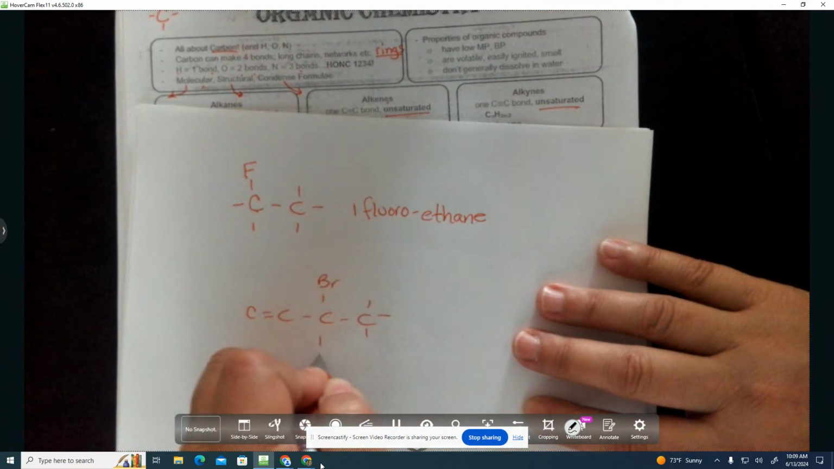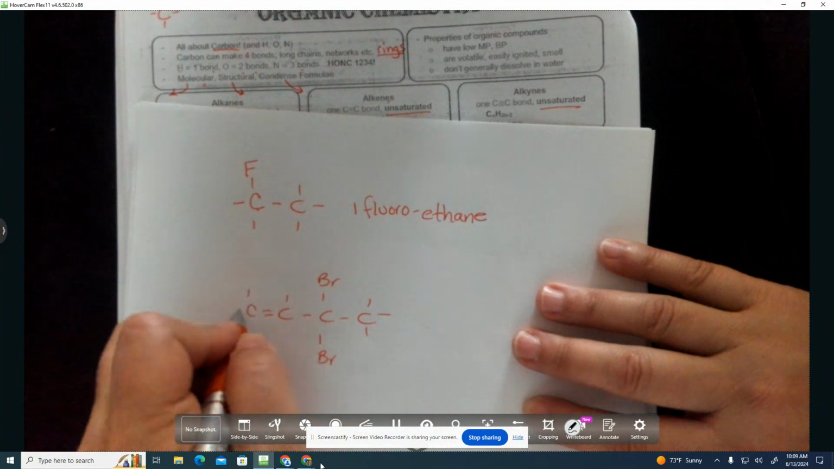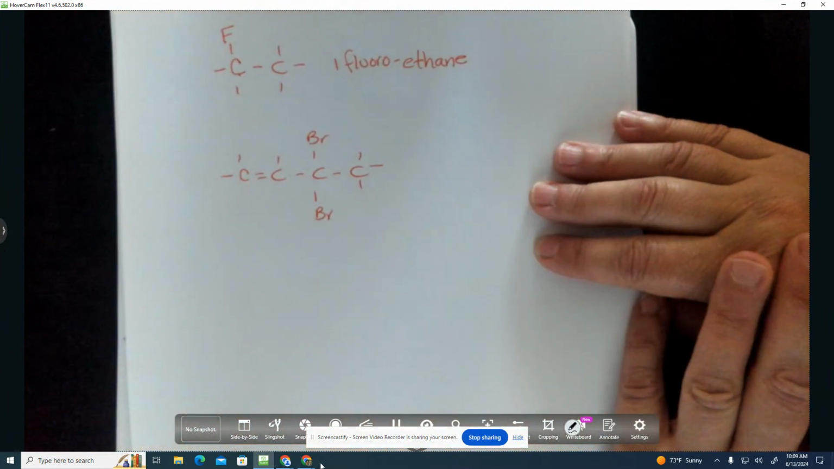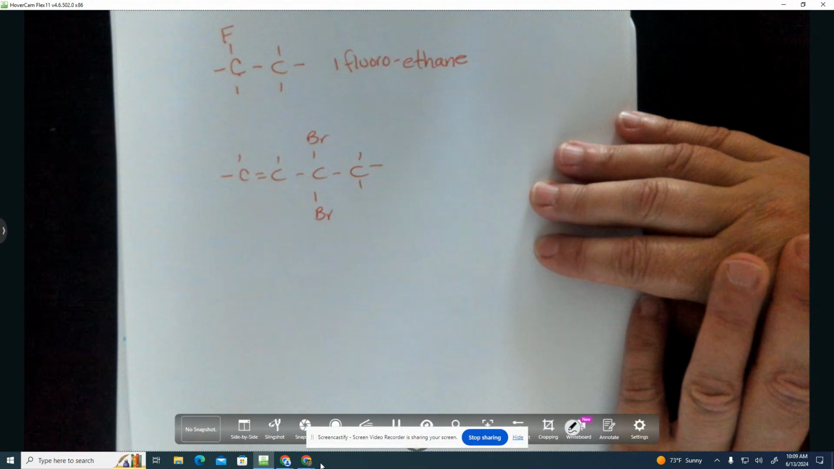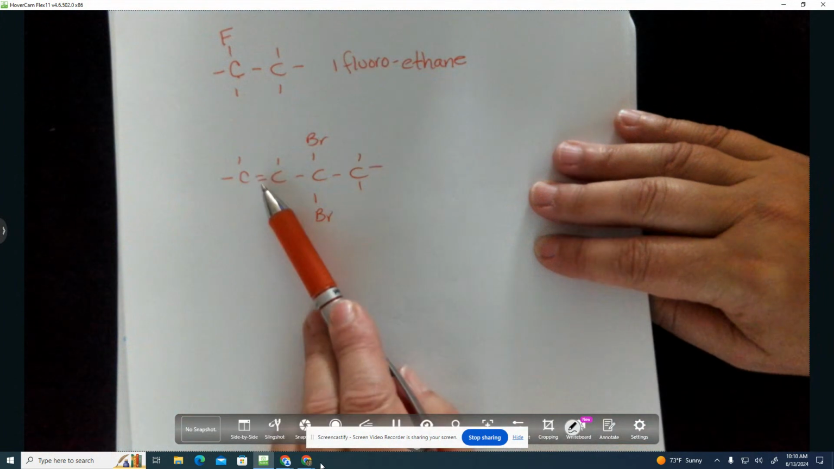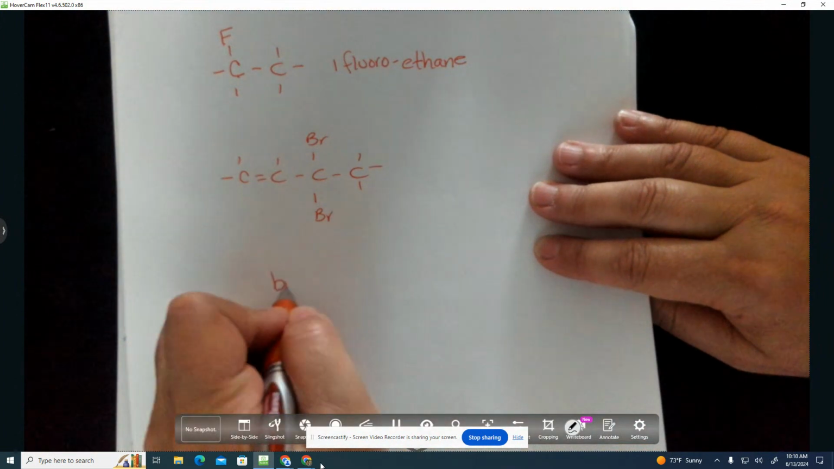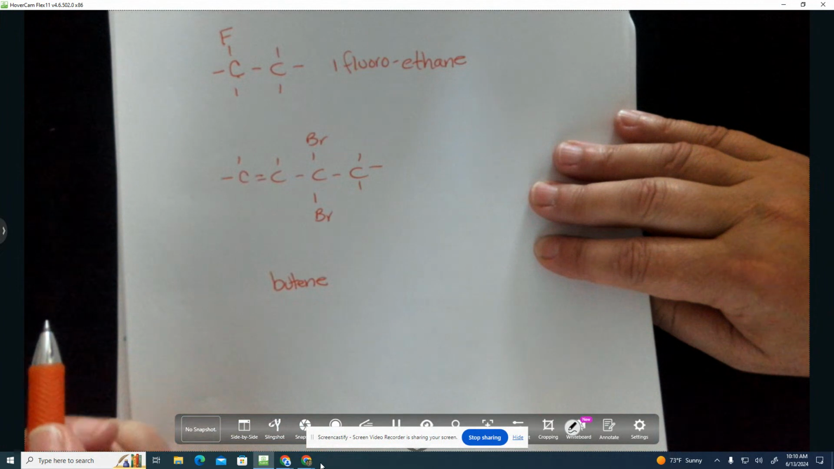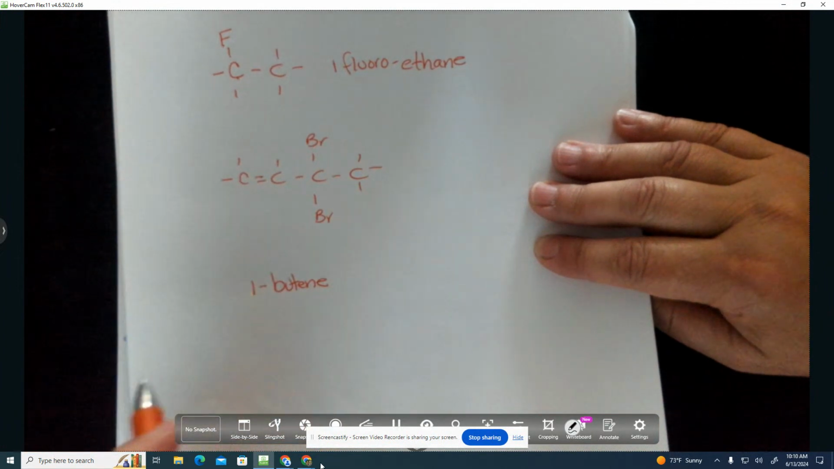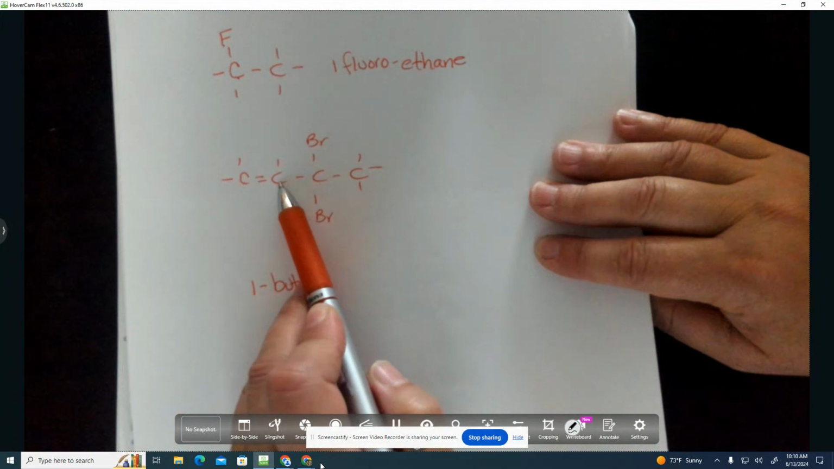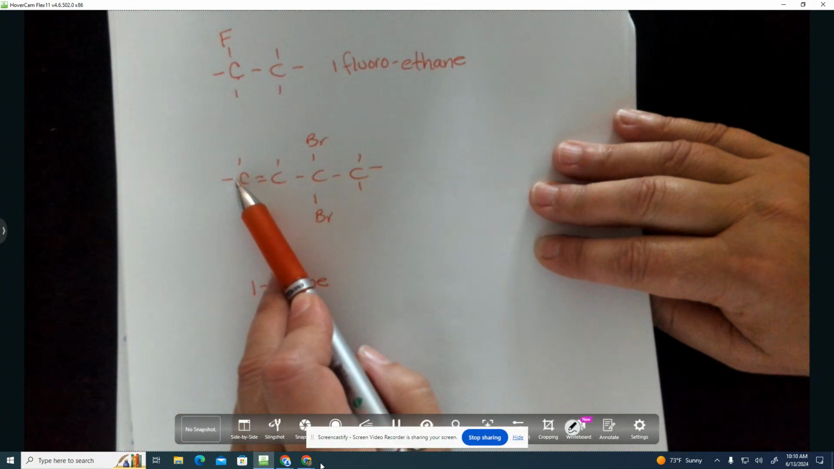What about this one? This one right here. Name your parent first. 3, 4. Butane. Butene. Where is that double bond? On the first 2 carbons. 1-butene, right? Between carbon 1 and 2. Use the lower number.